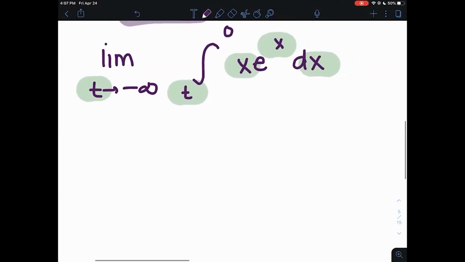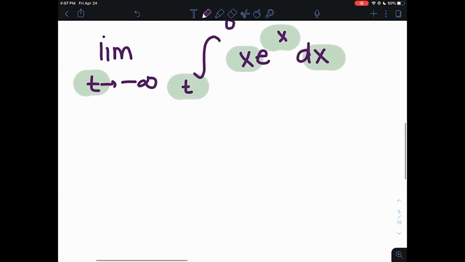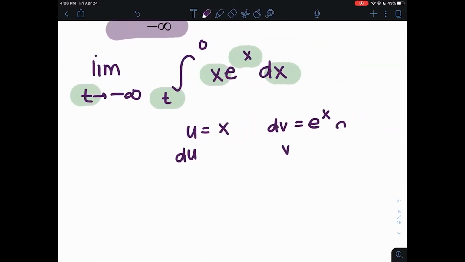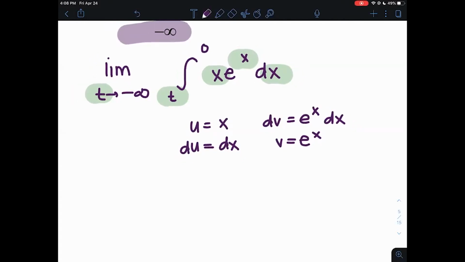So as I work on my integral, this is an integration by parts problem. I need to know a u and a dv, and then therefore we'll need a du and a v. So I will start this one as u equals x and dv equals the rest of my integrand, e to the x dx. Du is then dx, and v is e to the x. So when we set this limit up, I'm going to be evaluating the limit as t approaches negative infinity of this whole integration by parts expression. So I'm going to bracket that off.